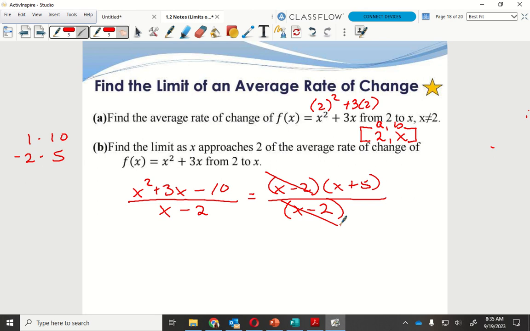All right, the next one. Find the limit as x approaches 2. Now we're finding the limit for this one right here. Find the limit as x approaches 2 of the average rate of change for this. That gives me my average rate of change, which I already did. Now can I just plug in the 2? Yeah, and that's going to give me a limit of 7.